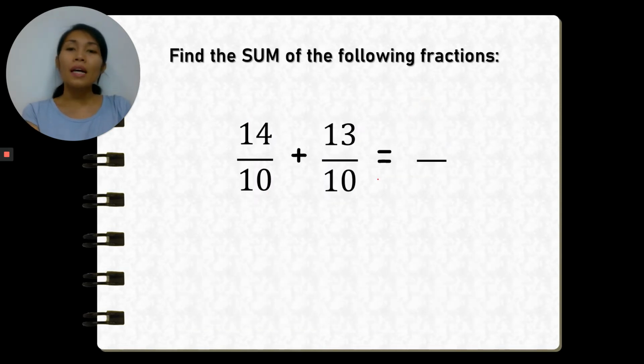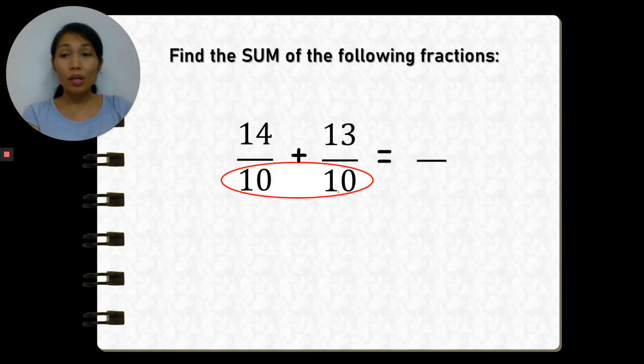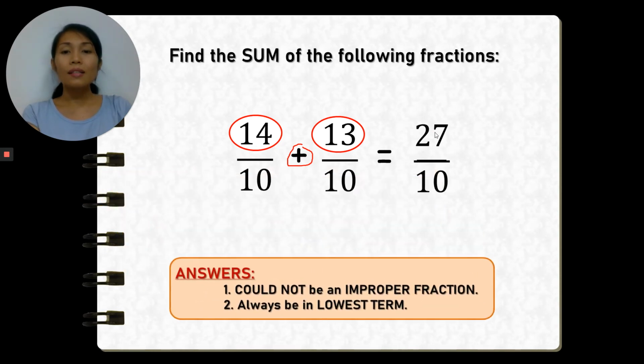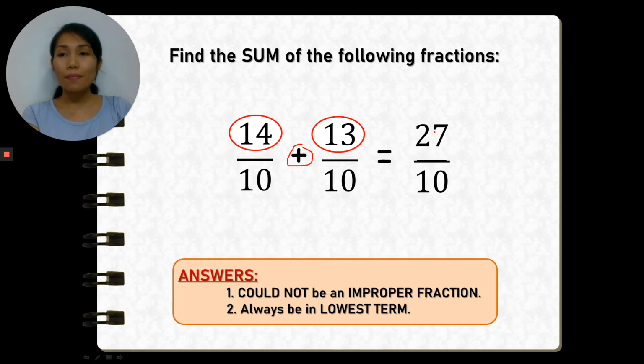All right, now let's try the next one. You see the denominators are the same again, so they are like fractions. Now what we're going to do with like fractions, you copy the denominator 10. All right, now add 14 plus 13, which is 27. Now your answer is 27 over 10. The answer could not be an improper fraction. Is this an improper fraction? Yes, it's an improper fraction and it says it could not be.